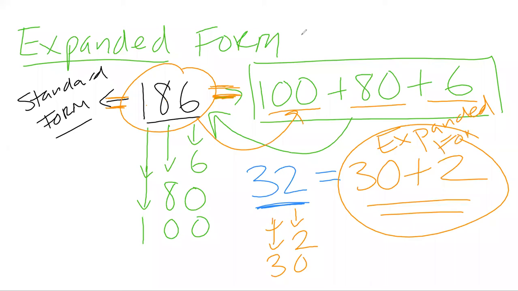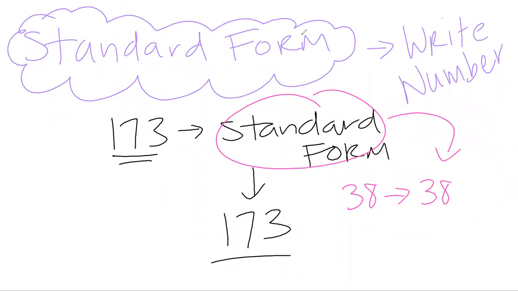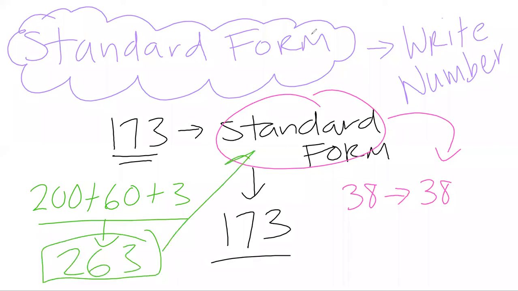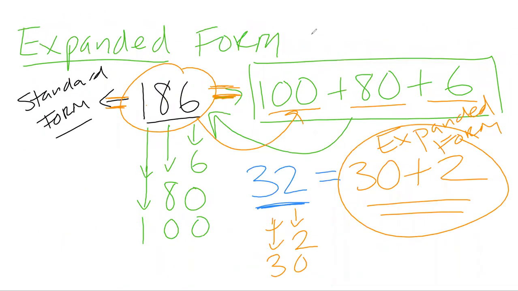Okay, so this is how we can jump back and forth between numbers, expanded form and standard form. So again, we went back here, and let's say we're back in the standard form world, and someone said, you know what, can you take this number and write it in standard form? Oh yeah, well, I'm just going to put those together. 263. Right? There's the standard form of that. There's the expanded form. So that's where we can really look at numbers going back and forth between forms.